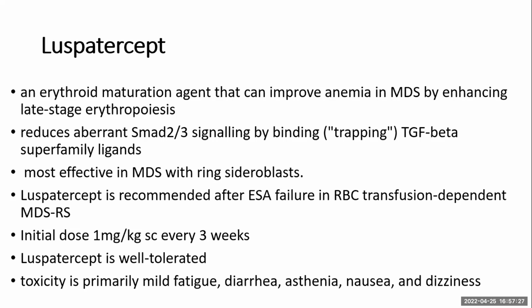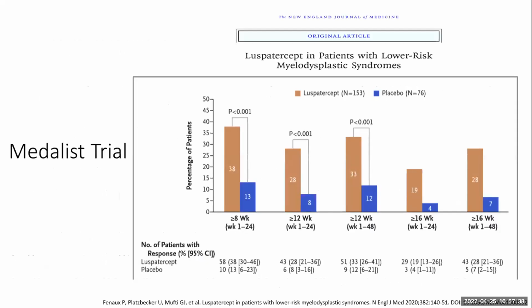So the initial dose for luspatercept is around 1 milligram per kg, which is given subcut every 3 weeks, and it is generally well tolerated. Toxicity primarily involves fatigue, diarrhea, and asthenia.